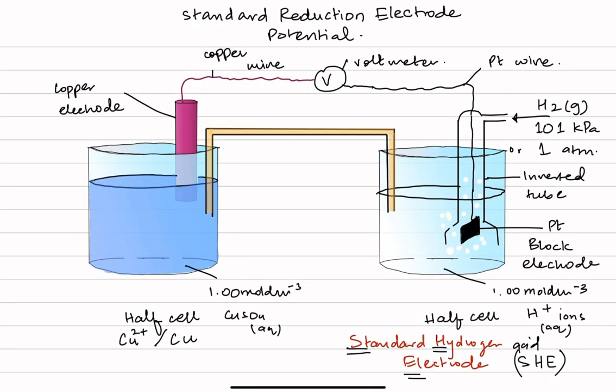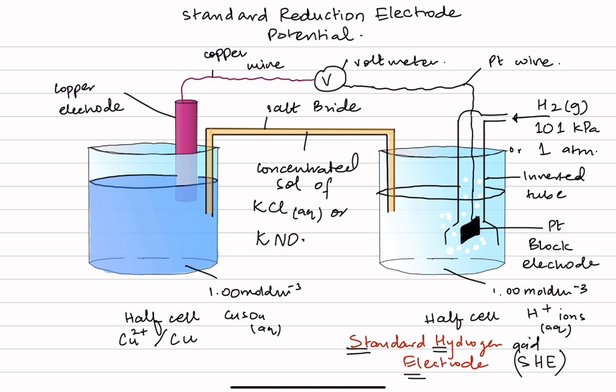In the middle you have a salt bridge. A salt bridge is basically an apparatus used to complete the circuit. A salt bridge has a concentrated and saturated solution of aqueous potassium chloride or aqueous potassium nitrate.